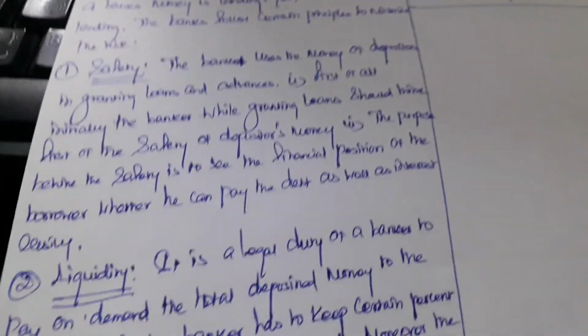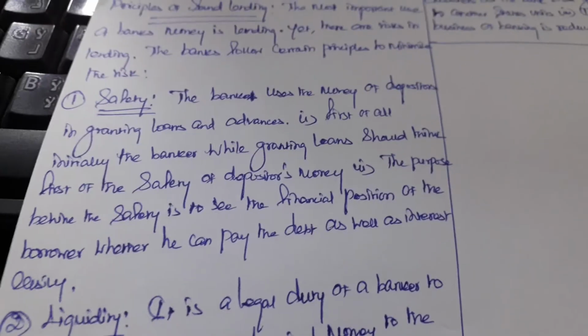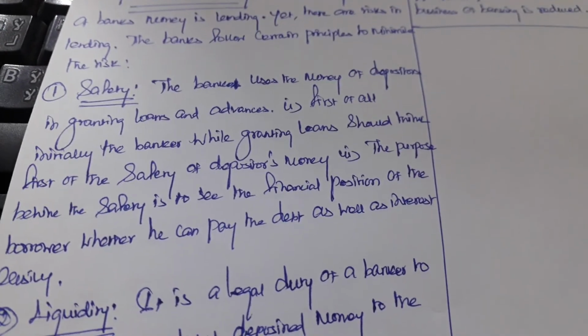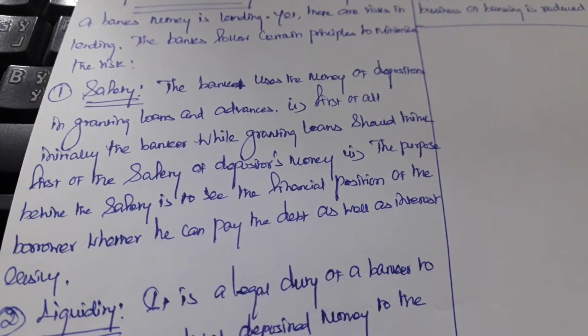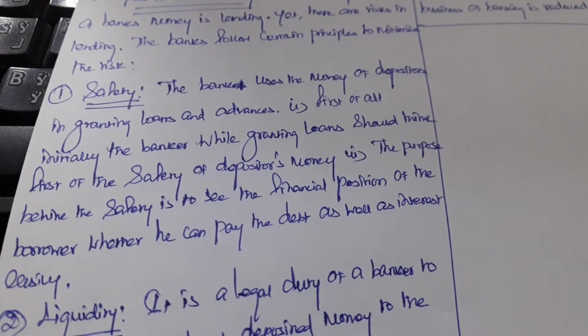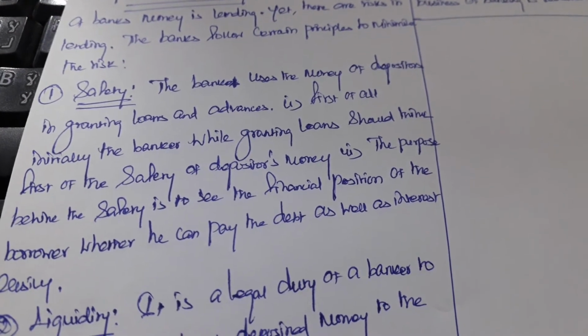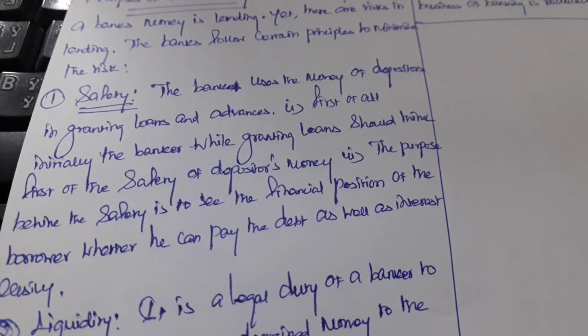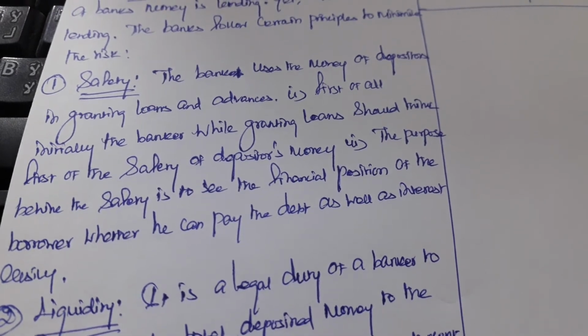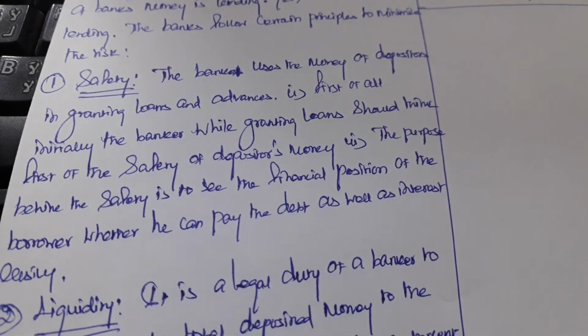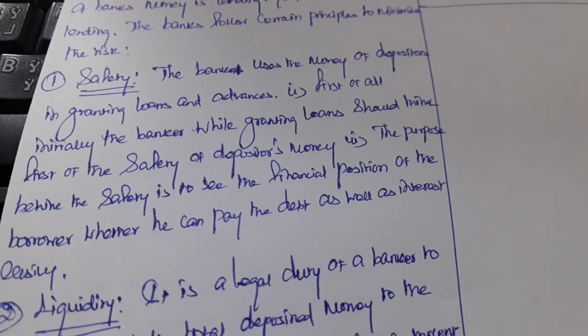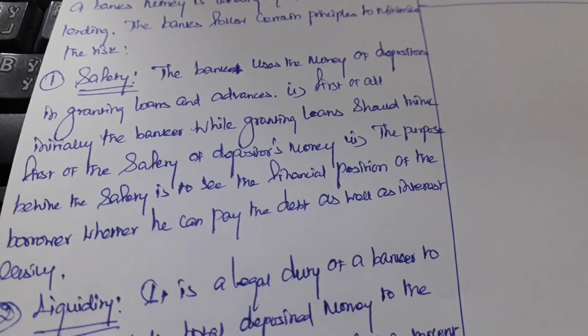The first one is safety of deposited money. The bank uses the money of depositors in granting loans and advances. First of all, the banker granting loans should think first of the safety of the depositor's money.